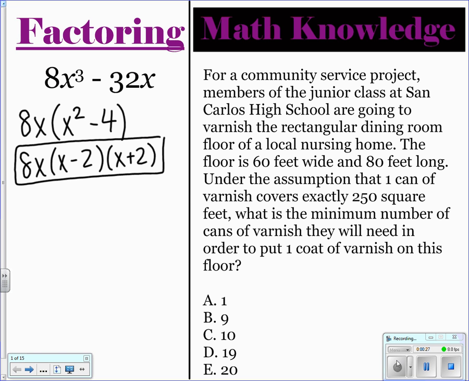For the math knowledge question, it asks about how many cans of varnish they need to put one coat of varnish on the floor. Well, they tell us it's a 60 by 80 foot room, and so the area that we're needing to cover is 4,800 square feet. And we can use exactly 19.2 cans if we had to get a part of a can, but you can't get part of a can. So that would have to go to 20 cans of varnish that you would need.